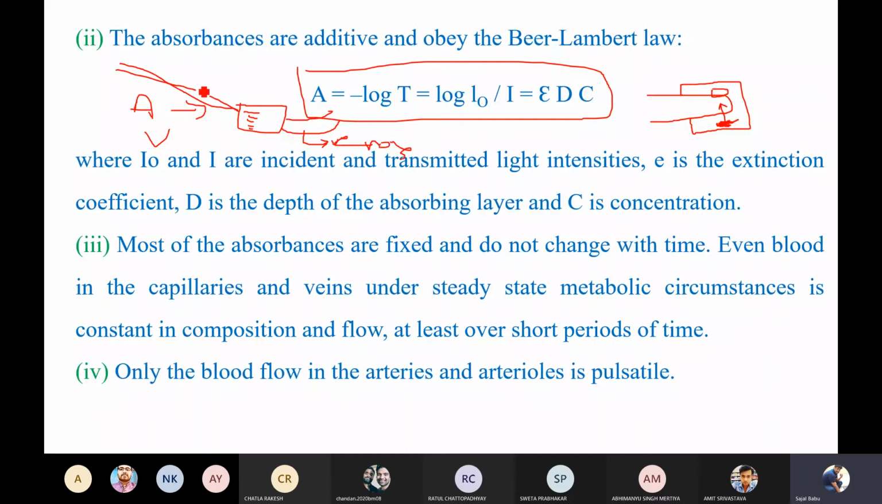Okay, if you consider the blood in the arteries, this blood will not be constant because it is going to circulate. But if you consider the blood in the capillaries or the veins, the velocity of the blood movement will be high in the arteries. Once the blood reaches the capillaries, the velocity becomes very low, and once it reaches the veins, its velocity becomes very much lower.